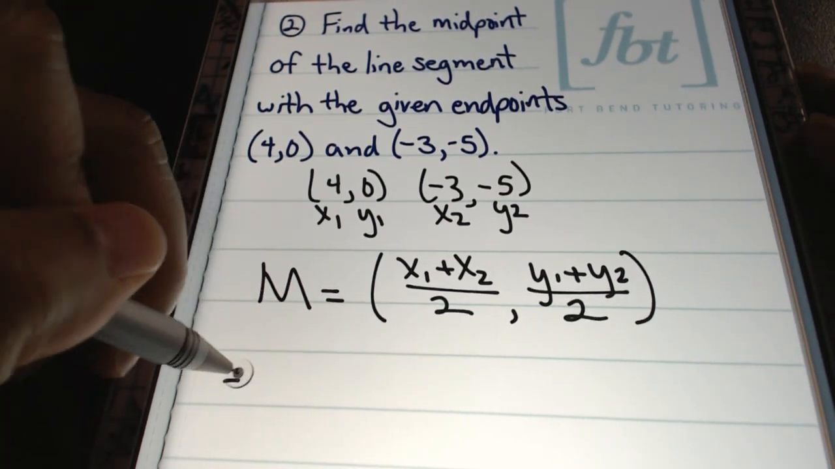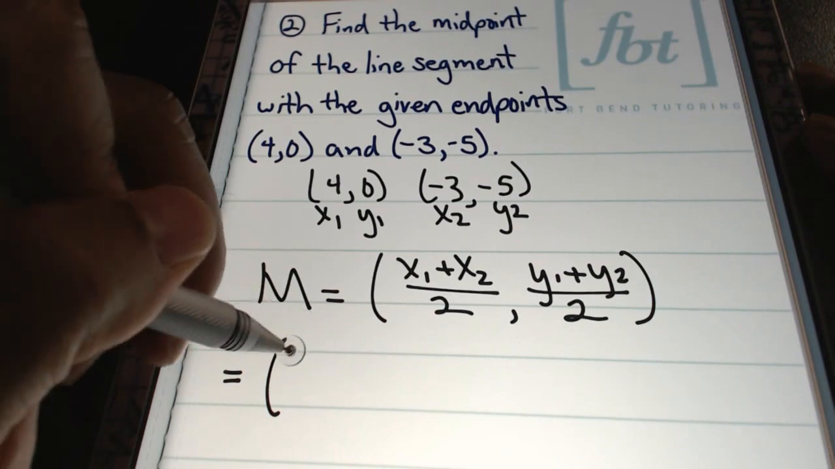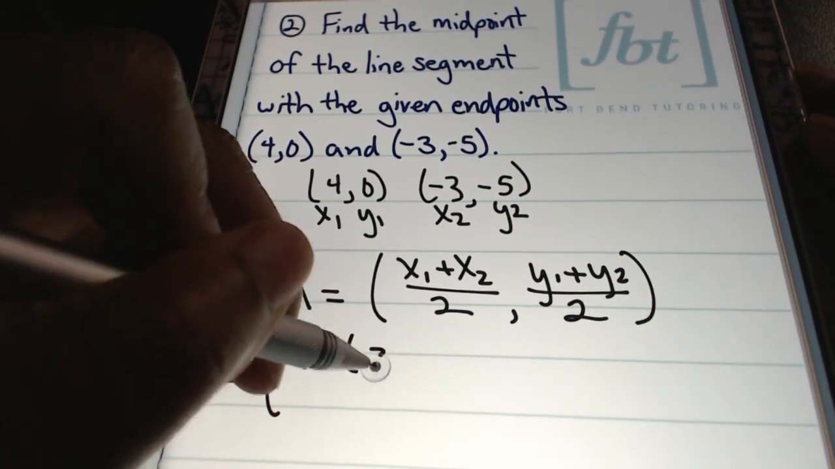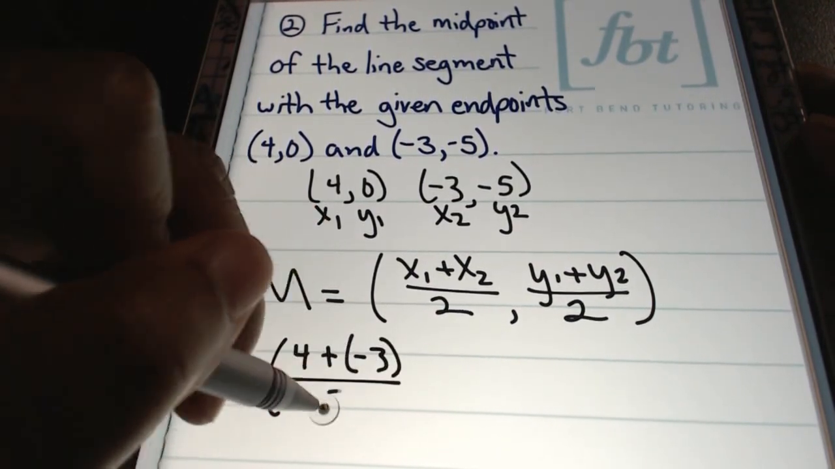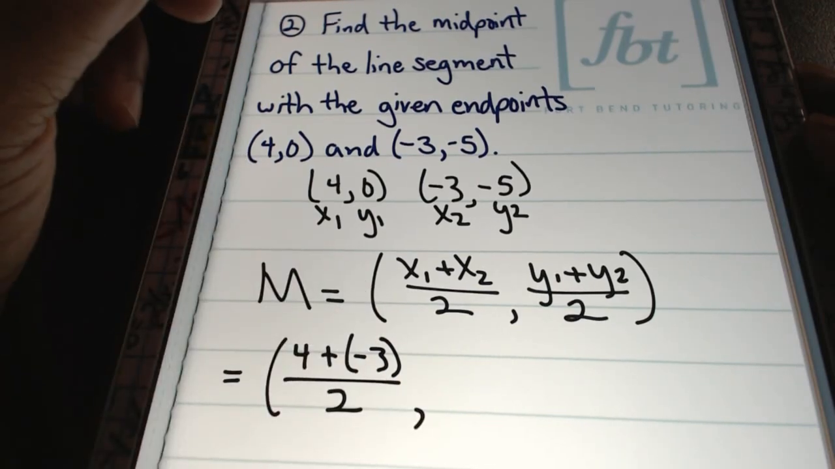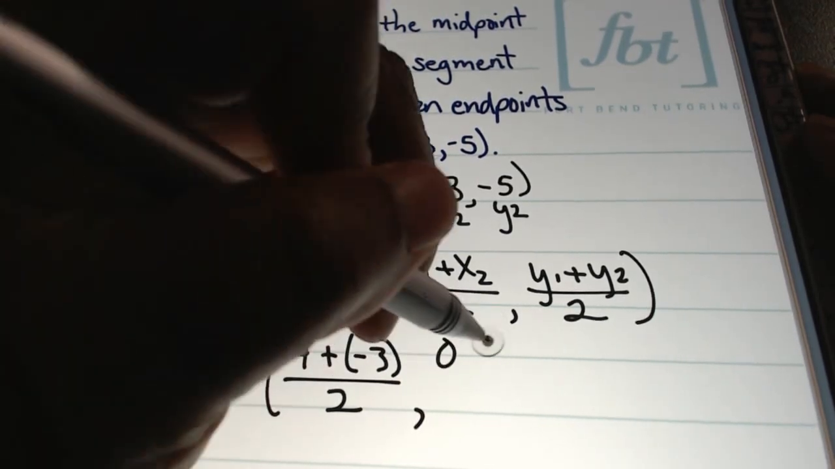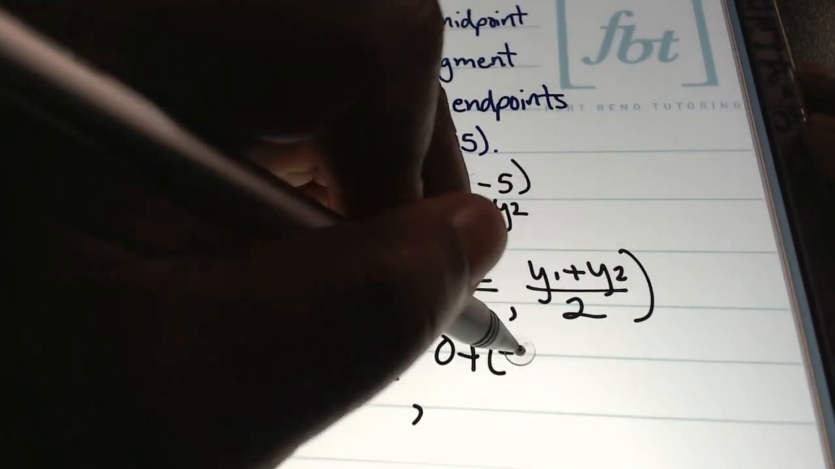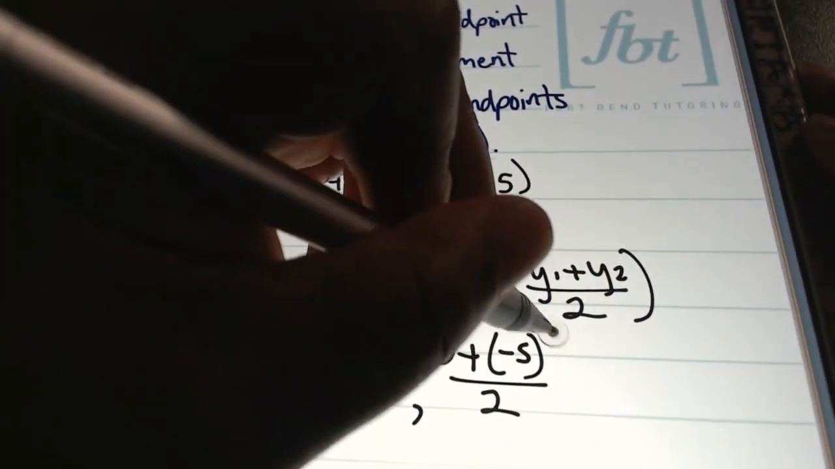I'll then be plugging in my values here. I know that my x1 value is 4 plus my x2 value, which is -3. I'll be dividing that by 2. Next we'll have our y1 value, which is 0, plus my y2 value, which happens to be -5. I'll then be dividing that by 2.